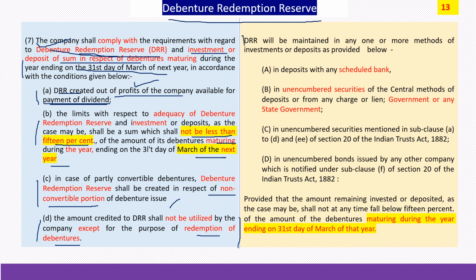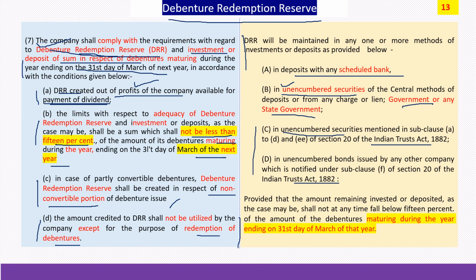How is the amount invested? It could be invested as deposits with a scheduled bank or commercial bank, or in unencumbered securities of the central or state government. Unencumbered means it doesn't carry any lien. It is always freely available. And there are certain securities listed under the Indian Trusts Act as unencumbered under different clauses. They could also invest in those securities.